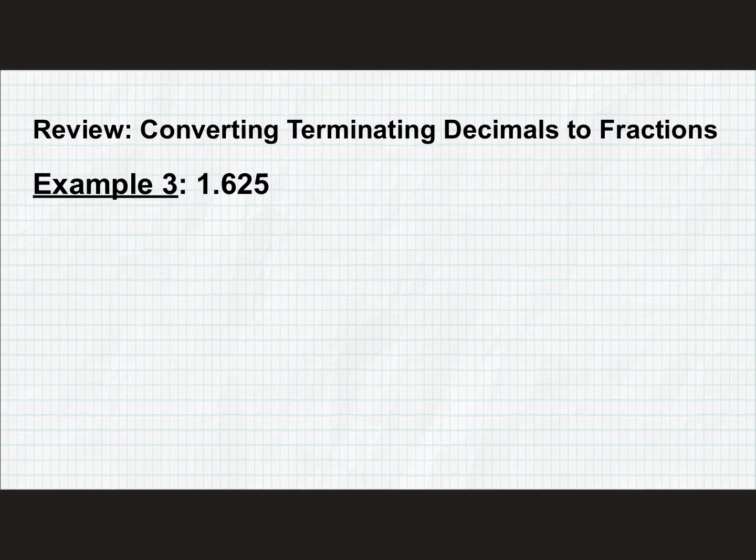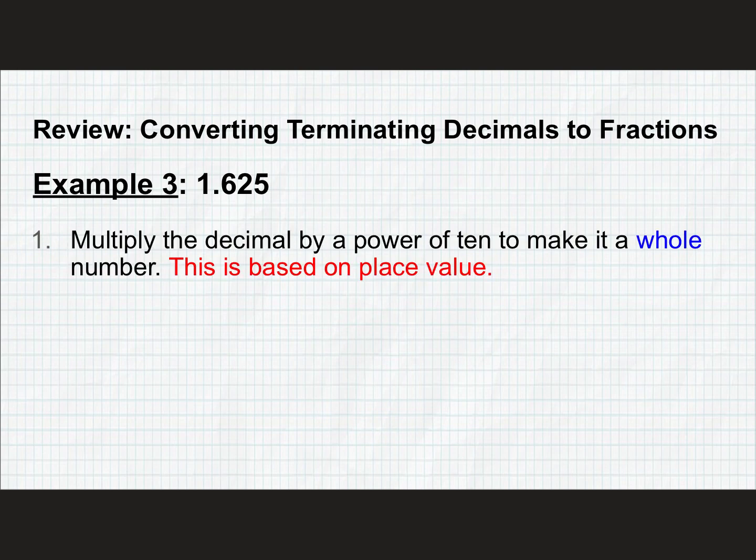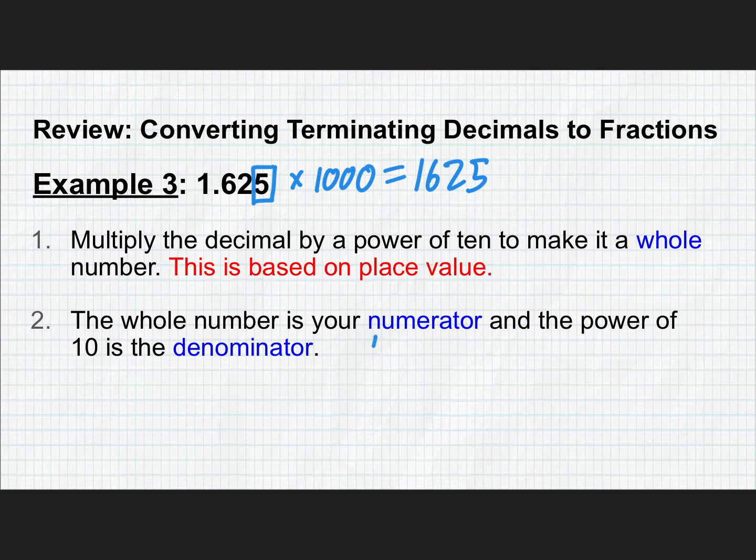Now, let's review how to convert a terminating or ending decimal to a fraction. Let's look at example 1.625. First, we must multiply the decimal by a power of 10 to make it a whole number. This is based on place value. Since the last digit, 5, is in the thousandths place, we will need to multiply the number by 1,000, or 10 to the third power, to get 1,625. This whole number is now our numerator, and the power of 10, 1,000, is the denominator.